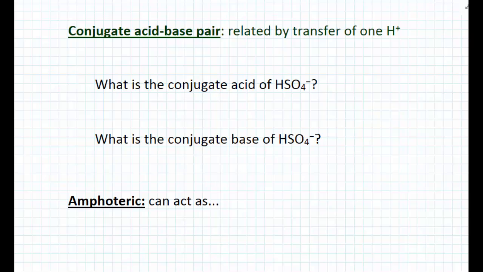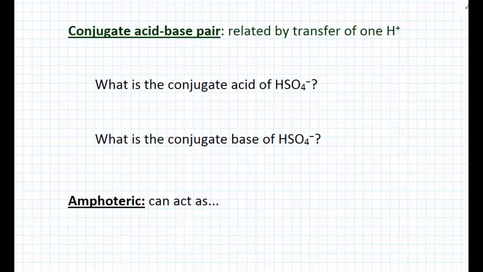So let's do a little bit of thinking about conjugate acid-base pairs. Just asking a question about a substance then. There are other substances that can go both directions. HSO4 minus is one of them. What would be the conjugate acid of HSO4 minus? If I want to know what the conjugate acid is, do I have to add an H plus or remove an H plus from that?